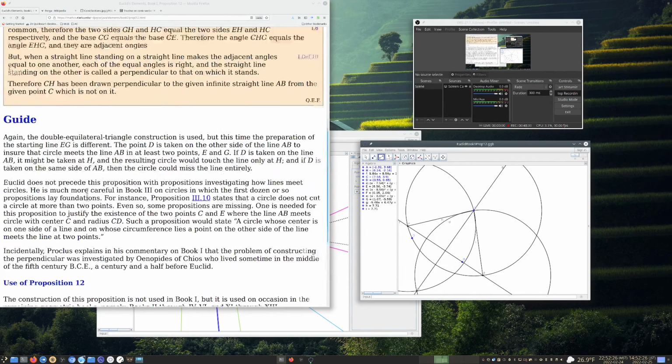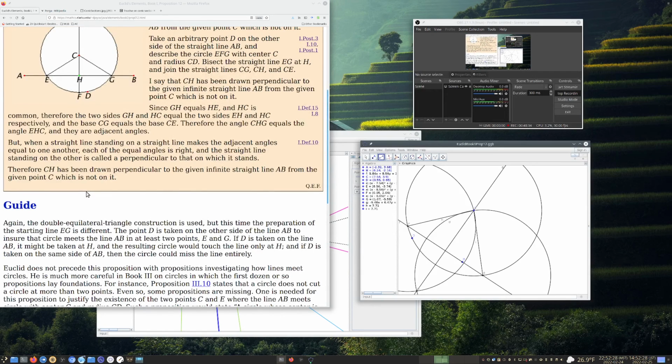Okay, guide. Again, the double equilateral triangle construction is used, but this time the preparation of the starting line EG is different. The point D is taken on the other side of the line AB to ensure that the circle meets the line AB in at least 2 points, E and G. If D is taken on the line AB, it might be taken at H, and the resulting circle would touch the line only at H. And if D is taken on the same side of AB, then the circle would miss the line entirely.